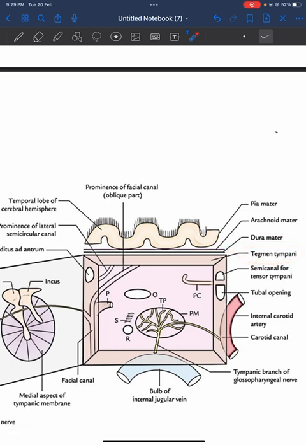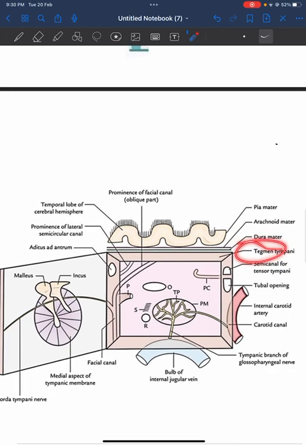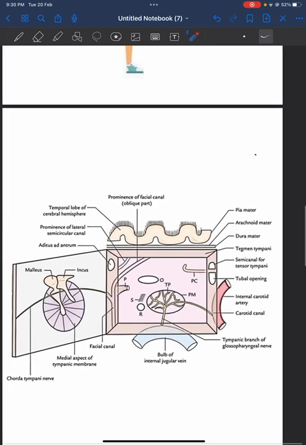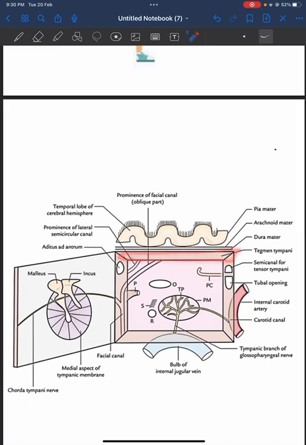This tegmen tympani is just like a scrapy bone that is present between the dura mater of the brain and the middle ear, in order to differentiate them. This is the tegmen tympani. You can see this is the dura mater, arachnoid, and also pia mater, right? So this is the tegmen tympani at the superior wall.